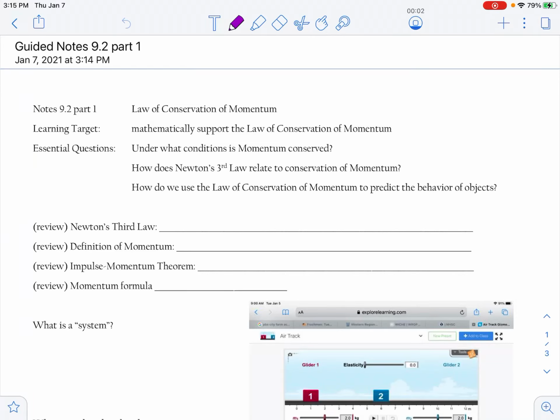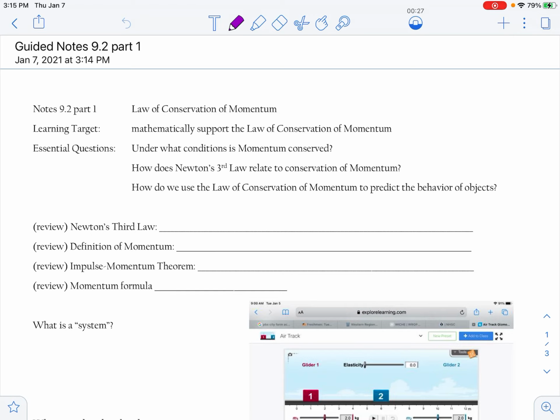Hello everyone. Today we are going to look at section 9.2, which is on the law of conservation of momentum. So we have looked at momentum, we've looked at impulse, now we're going to take a look at what happens if you have what we call a system of objects and the total momentum of the system. So our learning target today is to mathematically support the law of conservation of momentum.